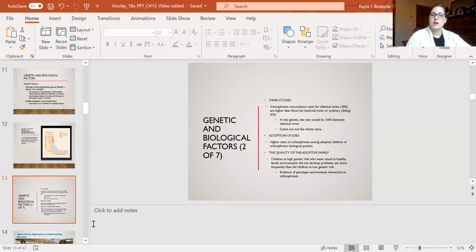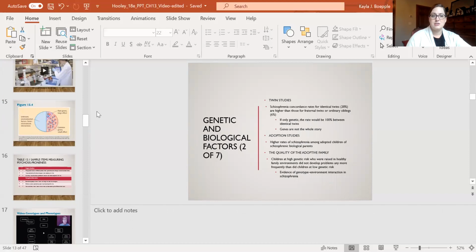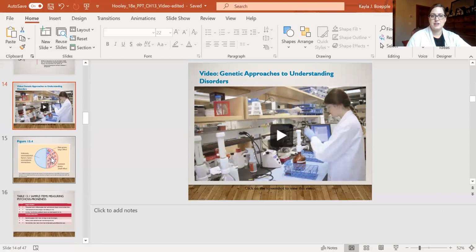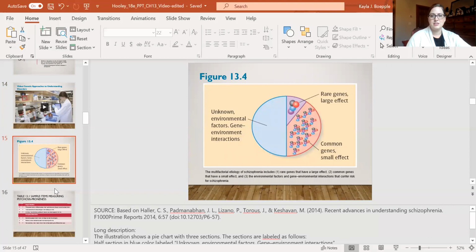And here it talks more about those twin studies, adoption type studies, and so forth. Here's a little video that talks about genetic approaches to understanding disorders, and how unknown environmental factors play a part. We have rare genes that have large effects, common genes that have small effects. The thing to take away from this is that, once again, it's probably multiple genes that impact your risk of developing schizophrenia.